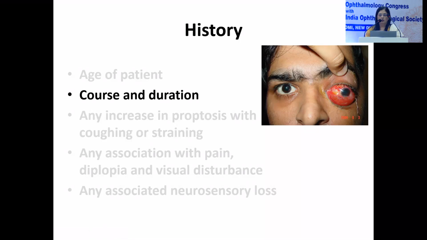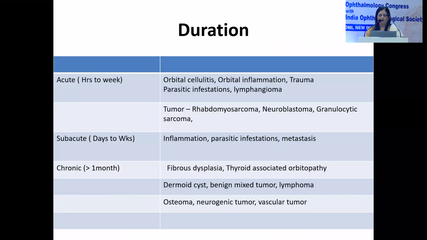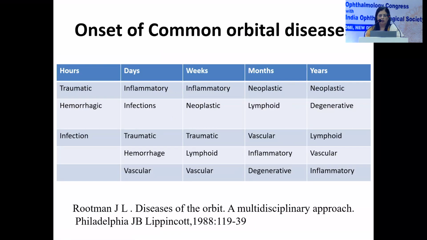So it's important to note the course and duration, because if it's an acute presentation, we know we are dealing with infection, inflammation, or there can be acute hemorrhage, like in lymphangiomas where after a respiratory tract infection we can have a sudden bleed. Or if it's chronic, we can have thyroid eye disease, dermoid, or any tumor. So the course of the disease is very important to note, whether it's within hours or taking months or years for proptosis.